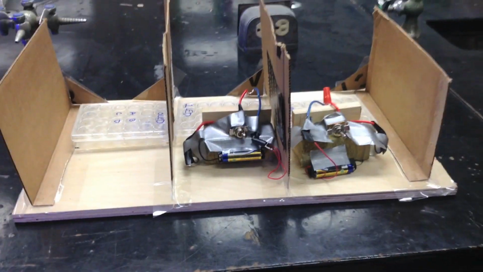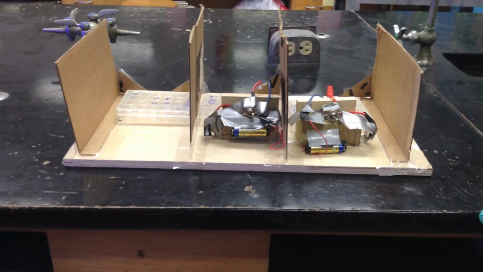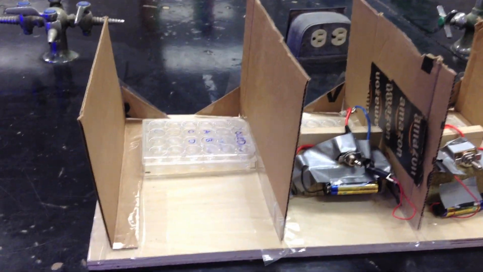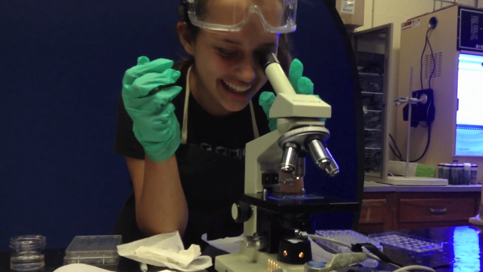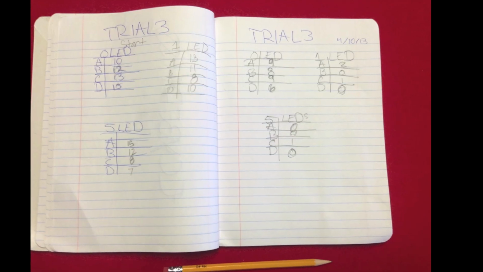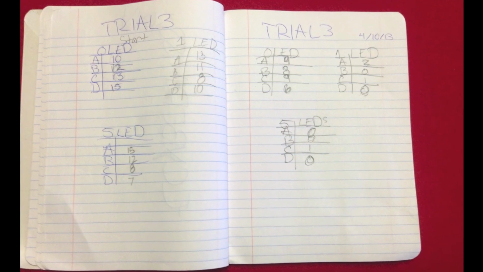The actual project is being set up. The LEDs are being positioned directly over the chemtrays and turned on for 48 hours. Then, after 48 hours, we turned the lights off. You count the paramecium underneath a microscope and record your data. We recorded all of our data in a logbook.